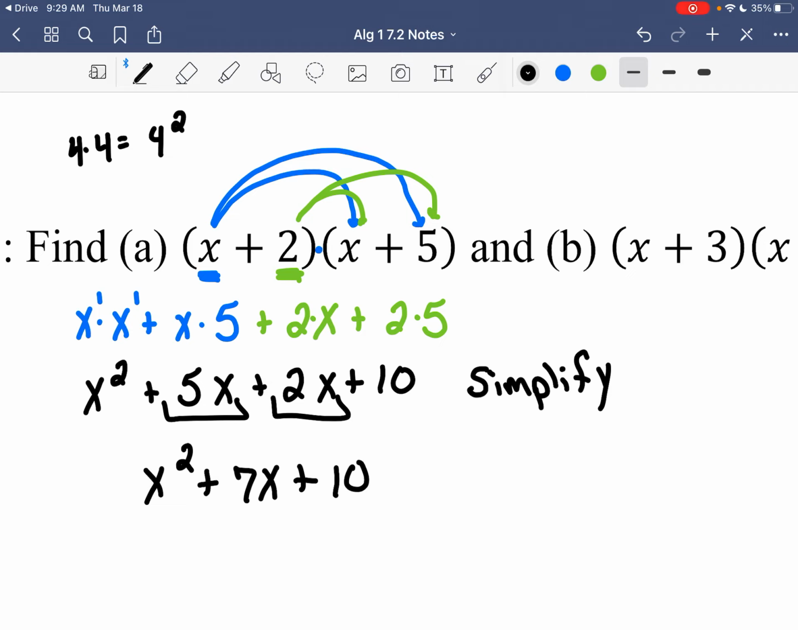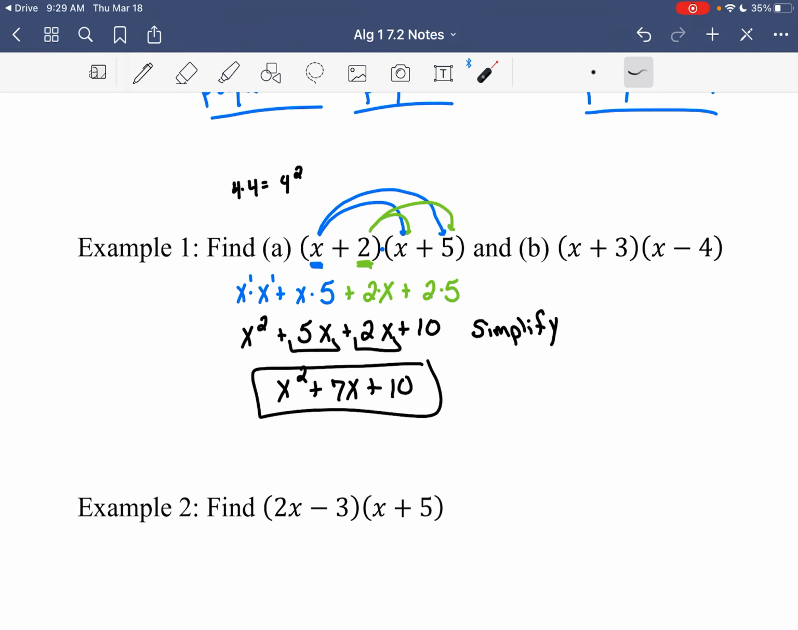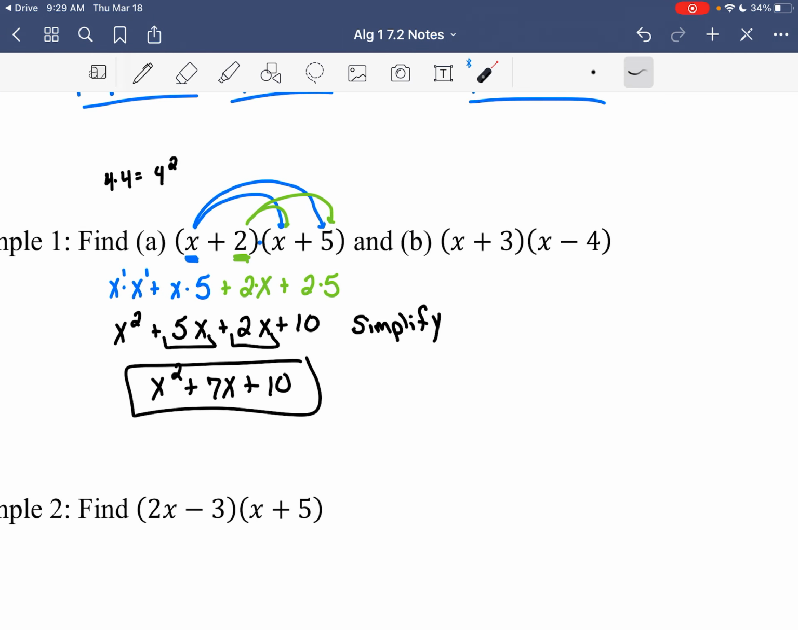We normally like to write it in standard form, which it is. This is x to the second, x to the 1. Here we have x to the 0, no x. So we've got it in standard form. There's my polynomial answer. So here we multiplied a binomial, 2-term, times a binomial, 2-term, and we ended up with a trinomial, 3-term. Won't always happen that way, but it did in this case.